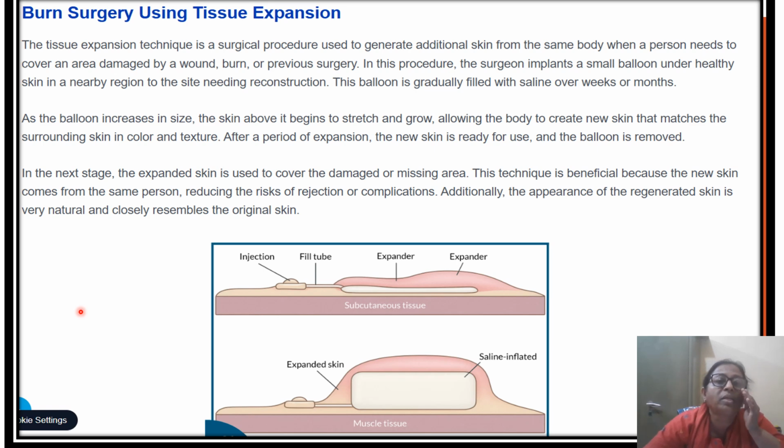As the balloon increases in size, the skin above it begins to stretch and grow, allowing the body to create new skin that matches the surrounding skin in color and texture. After a period of expansion, the new skin is ready for use and the balloon is removed. So in the next stage, the expanded skin is used to cover the damaged or missing area. This technique is beneficial because the new skin comes from the same person, reducing the risk of rejection or complications.